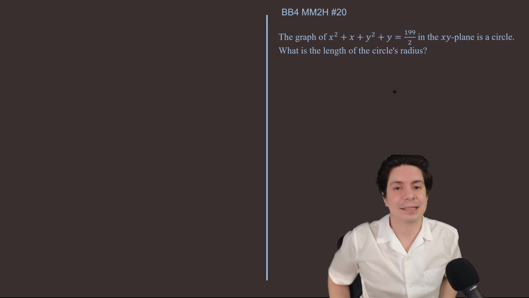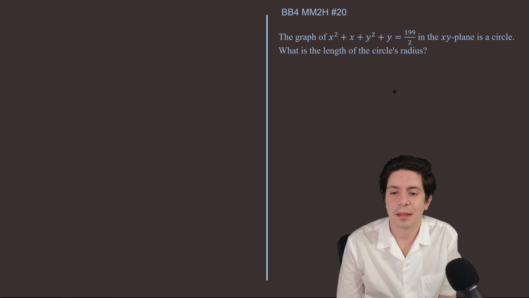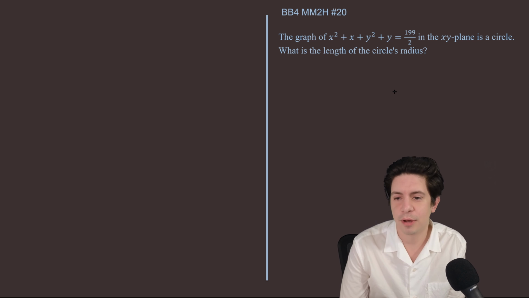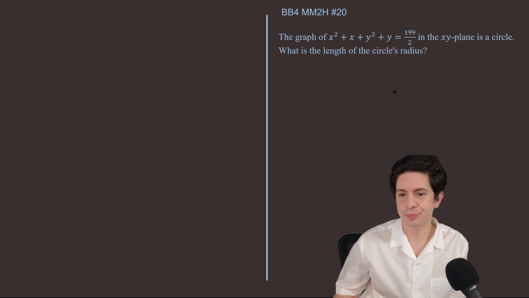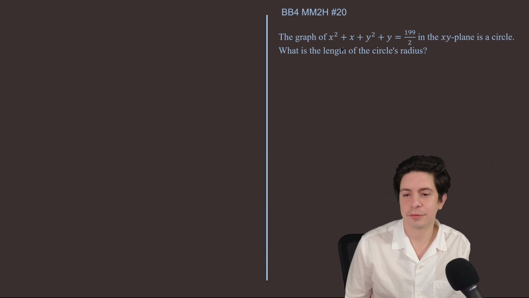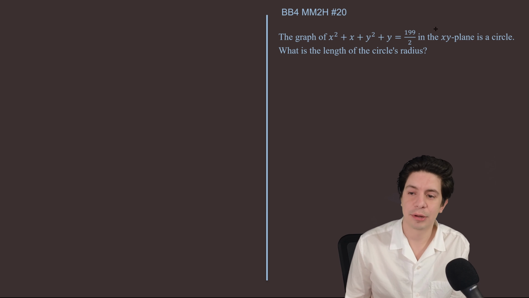Okay, this is a classic circle question on a coordinate plane. The graph of x squared plus x plus y squared plus y equals 199 over 2 in the xy plane is a circle. What is the length of the circle's radius? Okay, so if we're looking for the circle's radius, we would do the square root of this, right? But it's not in the right form.